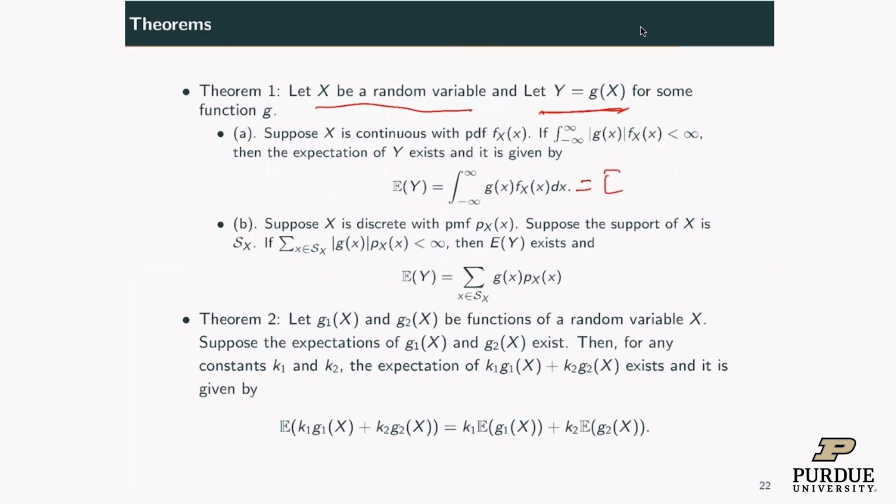So this is the expected value of g(x). The expected value of g(x) is just the integration of g(x) f_x. So this is the distribution of x. Similarly, for the discrete case, this is also the expected value of g(x). So x is random. So it's the sum of g(x) p_x. So this is the PMF for x. There is an important property of expectation. Expectation is a linear function.